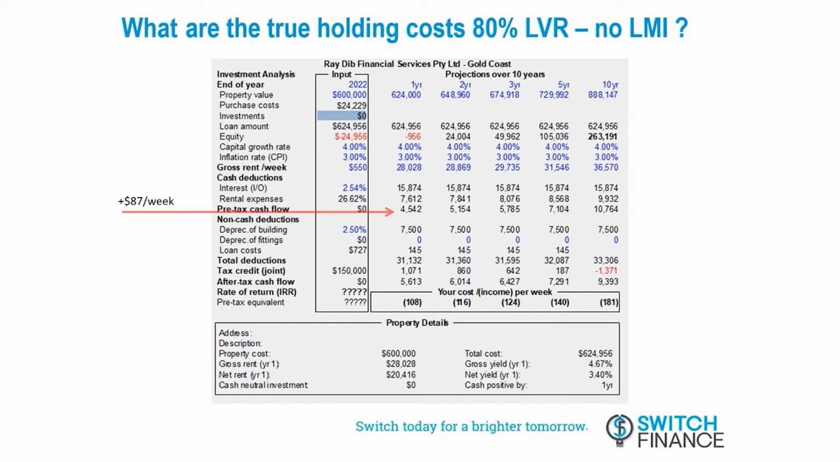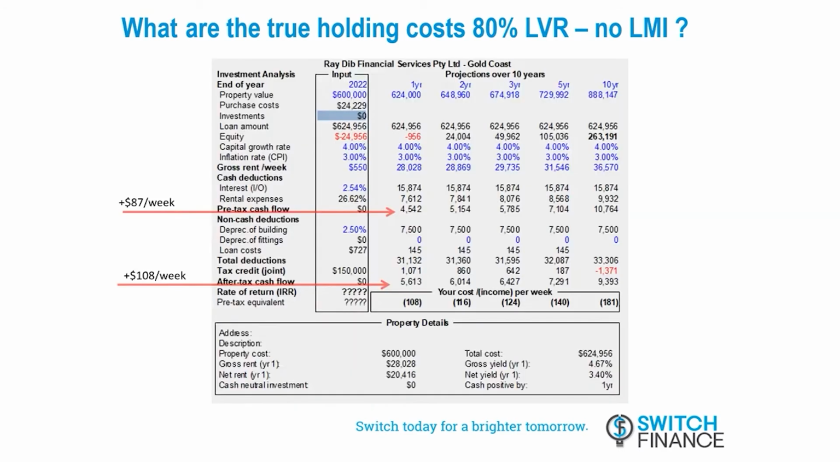So post-tax, the cash flow is $108 positive per week. Why is that? It's because on top of the rent, the couple received a $1,000 tax credit or refund because of the costs associated with the property. So all in all, that property doesn't cost them anything to hold. It's actually positive by $108 per week, while it is interest only.